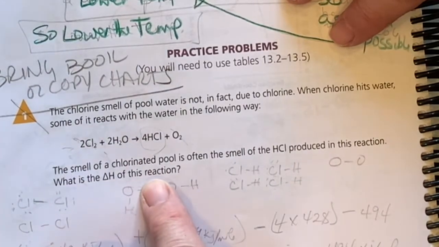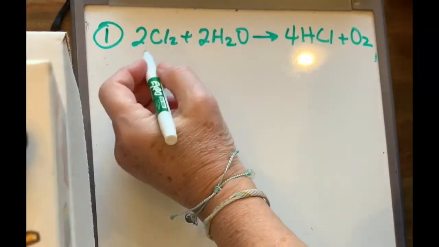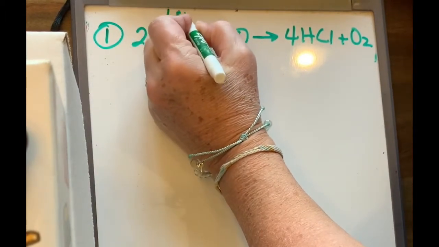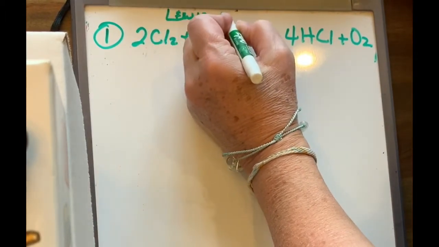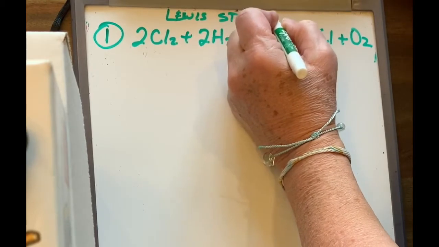What is the delta H? And we're supposed to use bond energies. In order to solve this, we have to use Lewis structures. So remember, we've got to draw the pictures of each of these molecules.